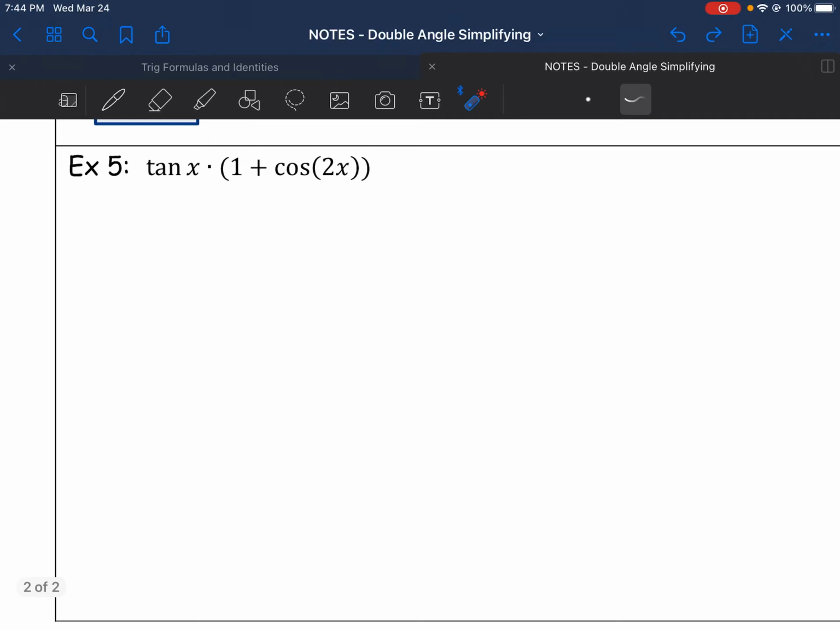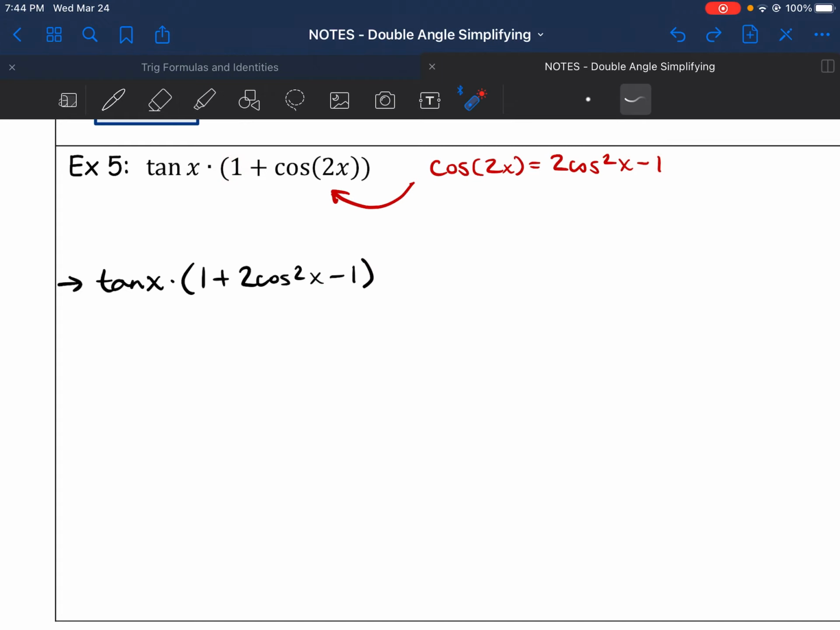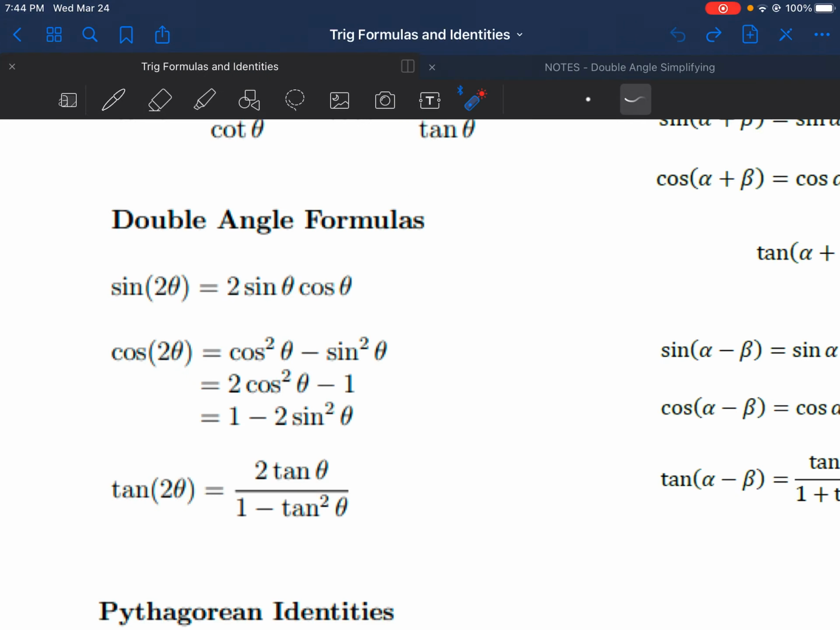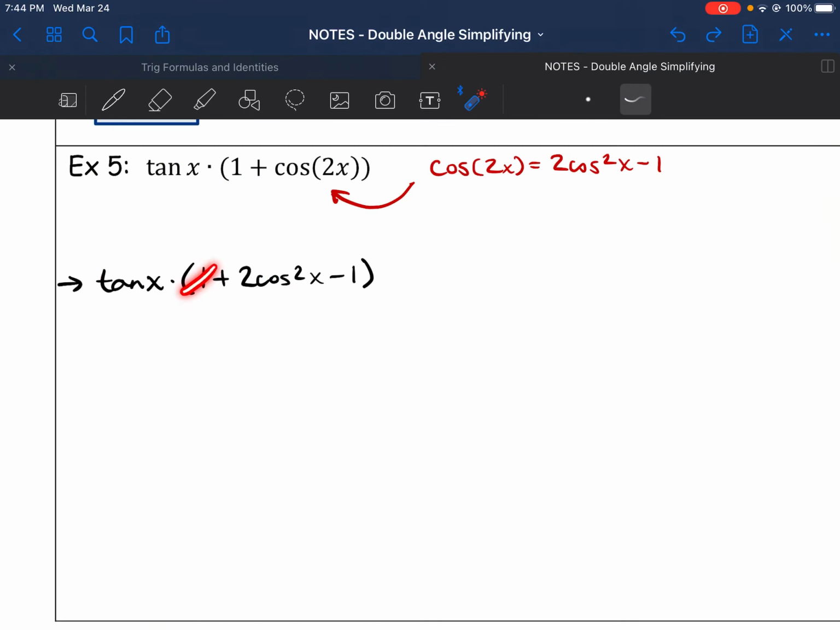And here in our last example, at least for these notes, we have tangent of x times 1 plus cosine of 2x. Go ahead and use, again, cosine of 2x equals 2 cosine squared of x minus 1. And once more, that's because this minus 1 and this positive 1, I can already see are going to cancel each other out, just kind of make things a little easier for us. So we can see this cancellation right here. All we'll have left is 2 cosine squared x times tangent x.